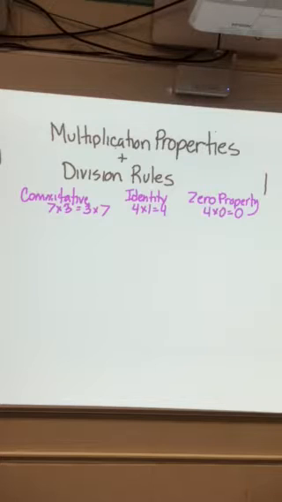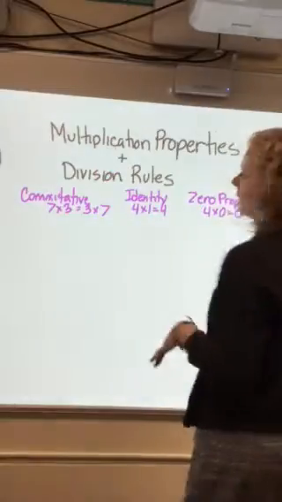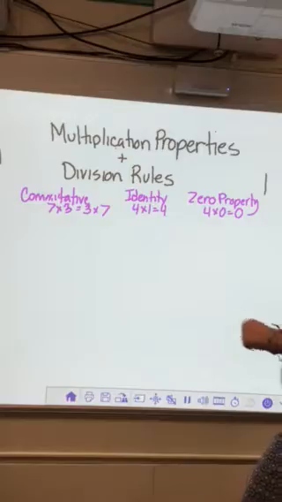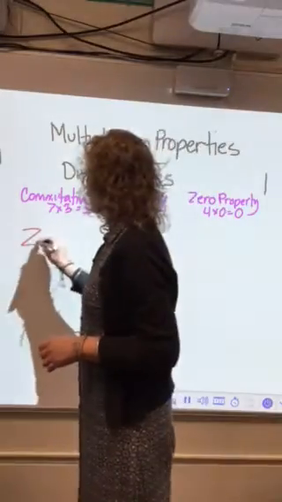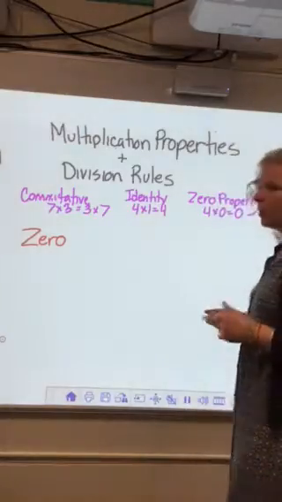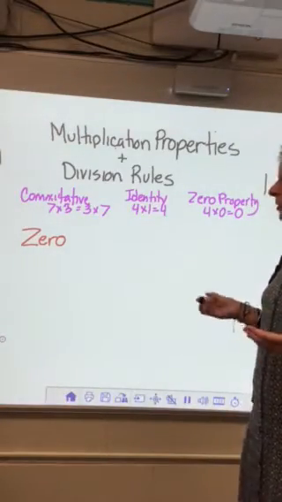Okay, so these are the multiplication properties: the commutative property, the identity property, and the zero property. But now we want to talk about our division rules. With division, first I want to talk about zero in division. When we have zero, there's some special things that we need to remember.